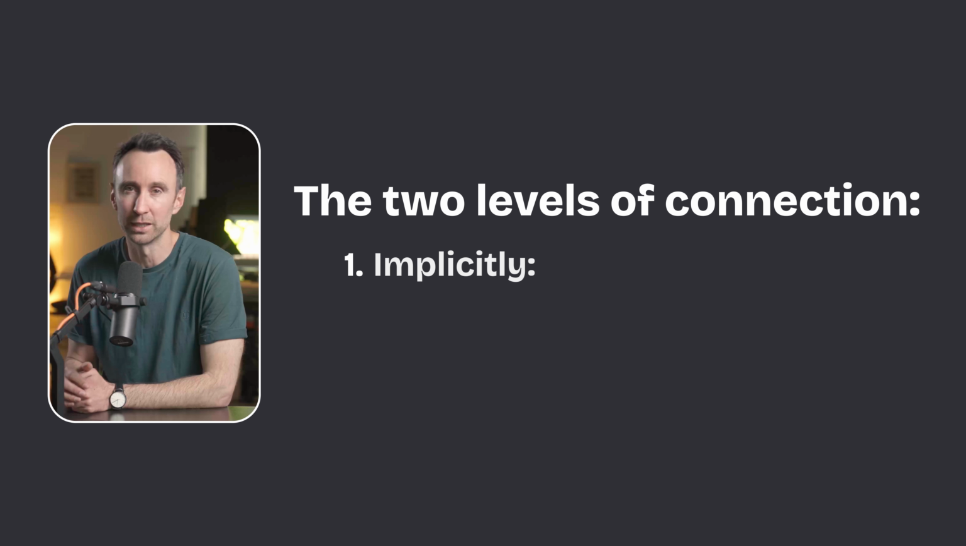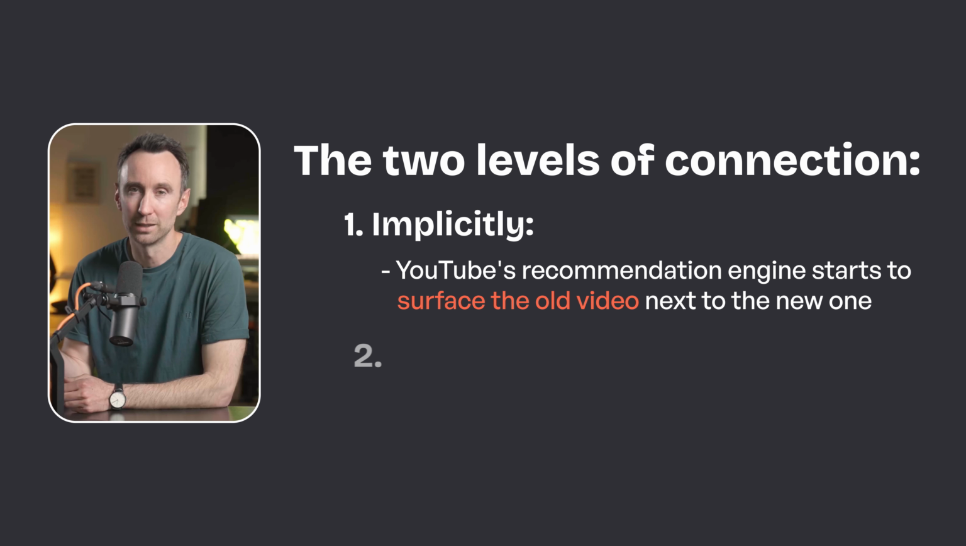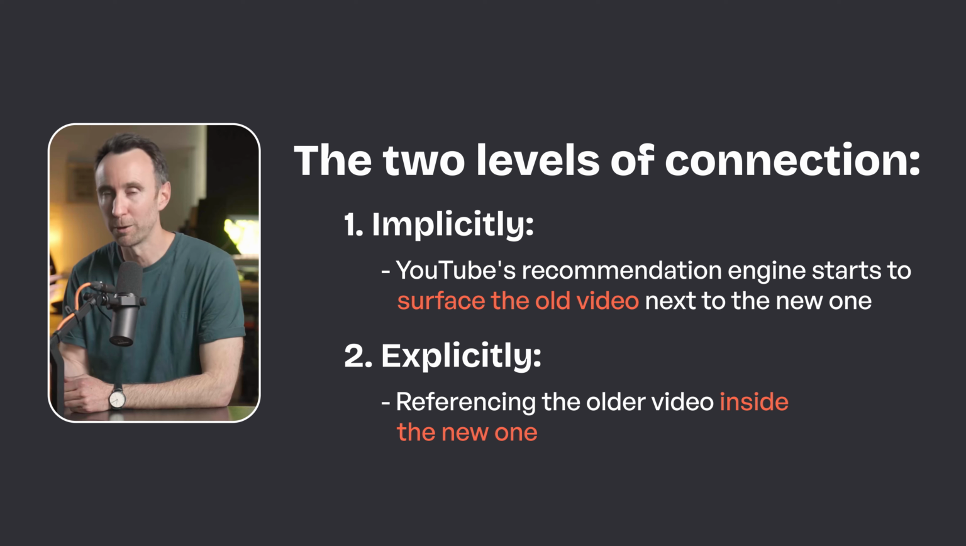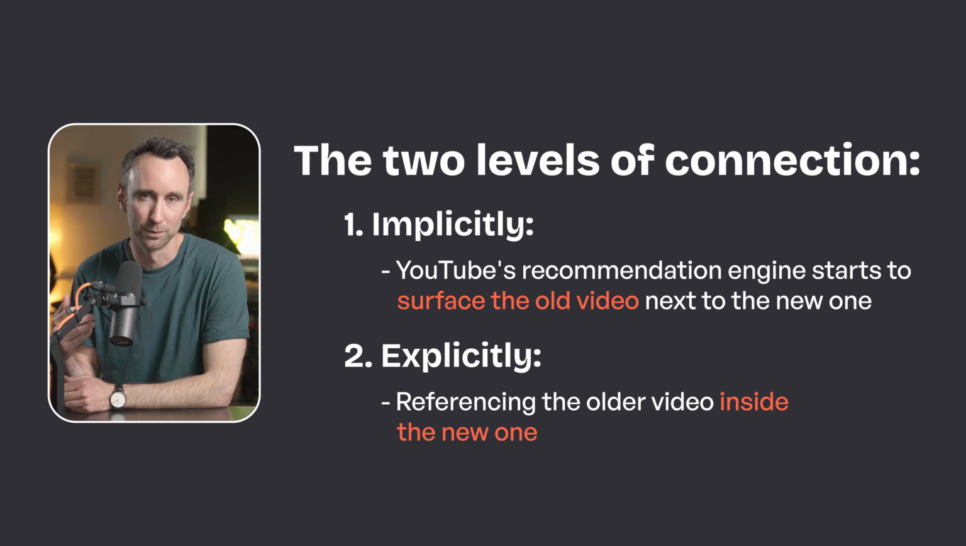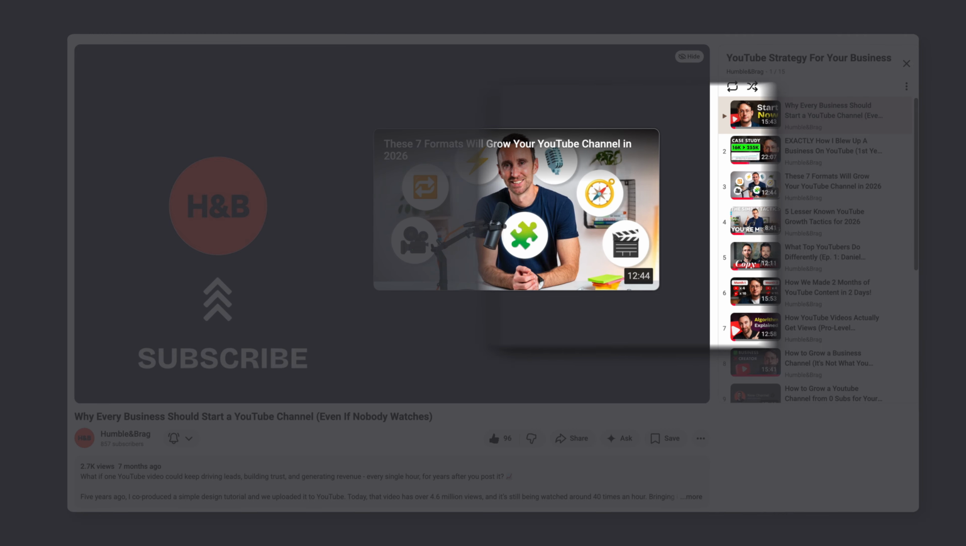So when you make an aligned video, the connection between the two can work on 2 levels. Implicitly, with YouTube's recommendation engine starting to surface the old video next to the new one, because viewers who watch one tend to watch the other, and explicitly, so you can reference the older video inside the new one. You can, for example, add end cards pointing at the aligned videos, and you can add them all into the same playlist. And playlists are definitely one of the most underused tools on YouTube.